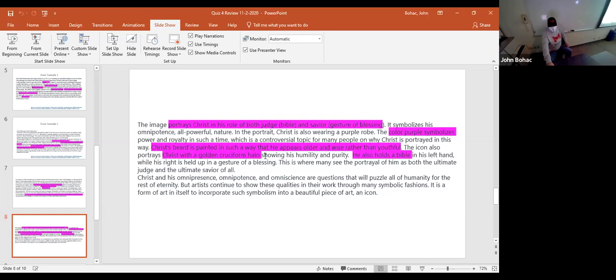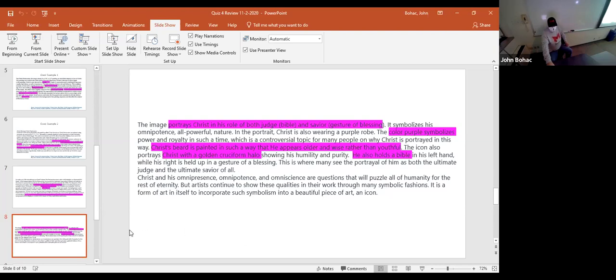Christ's beard is painted in such a way that he appears older and wise rather than youthful. Christ with a golden cruciform halo also holds a Bible, and it has, again, a gesture of blessing.